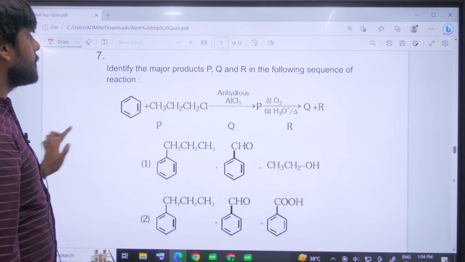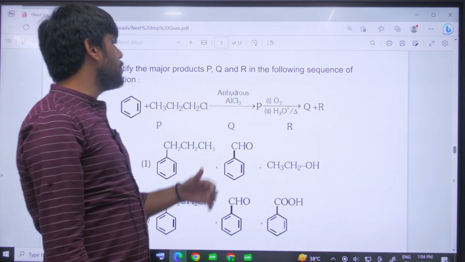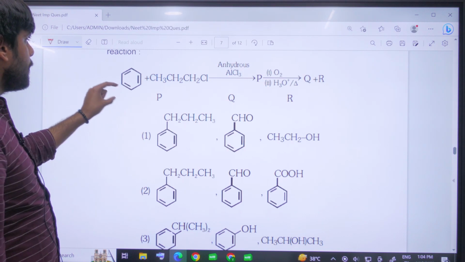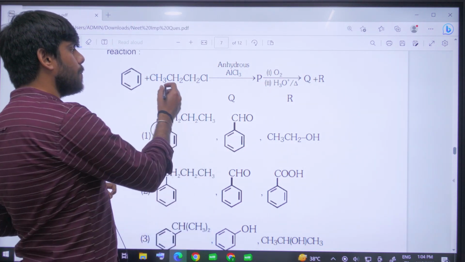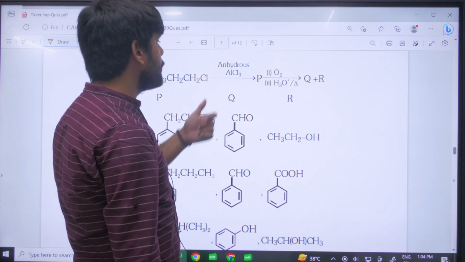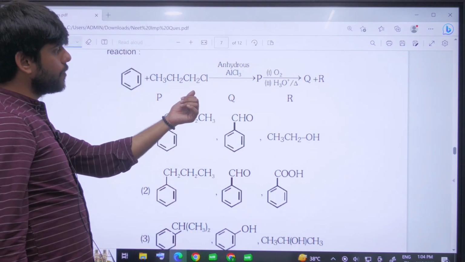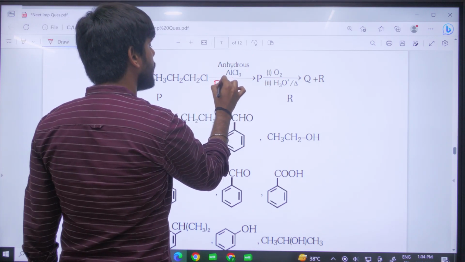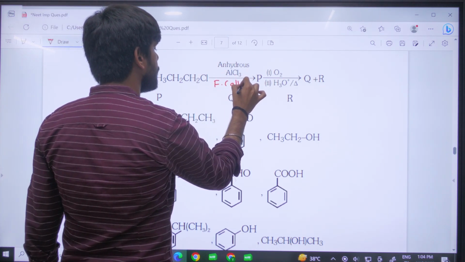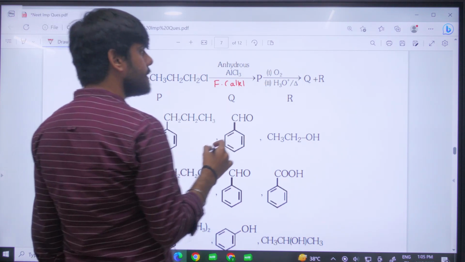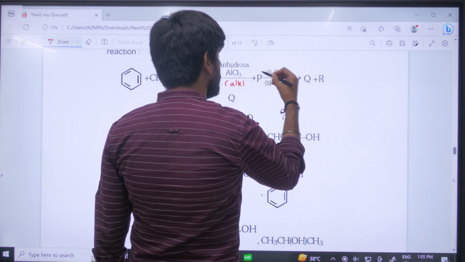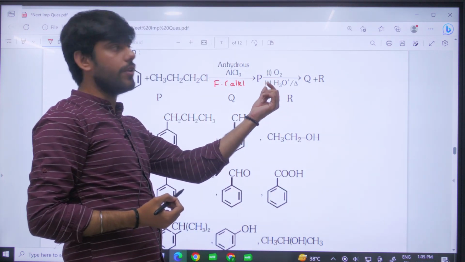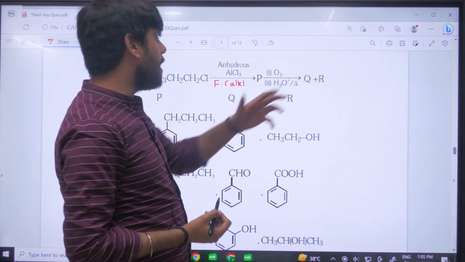Identify the major products P, Q and R in the following sequence of reactions. Again we have a sequence of reactions. Benzene on treatment with propyl chloride in the presence of anhydrous aluminium chloride. This is again your Lewis acid, and this reaction is again Friedel-Crafts alkylation. And in the second step, it is oxidation. This P upon aerial oxidation followed by acidic hydrolysis gives you Q and R.